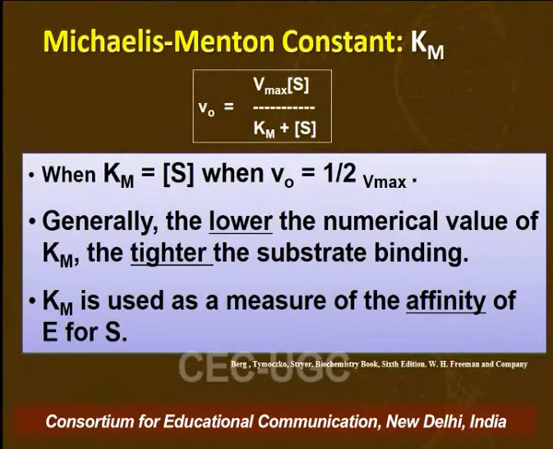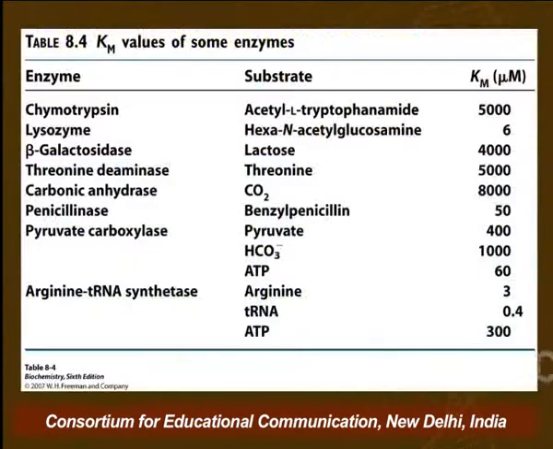Many a times, it is generally said that the lower the numerical value of the Km, the tighter the substrate binding occurs. So, the Km value gives us a measure of the affinity of the enzyme for the substrate for that particular reaction.